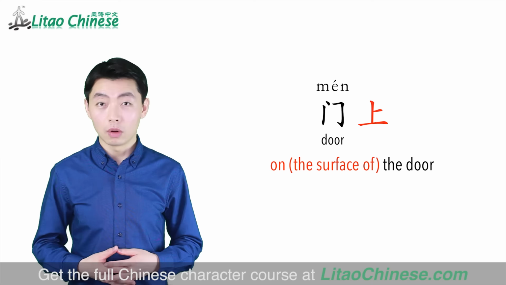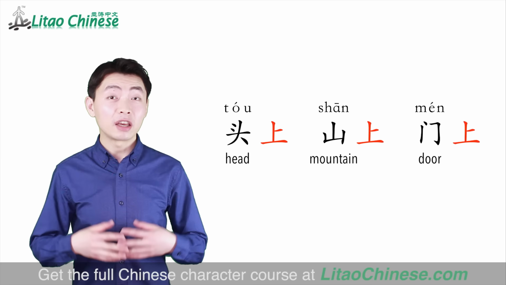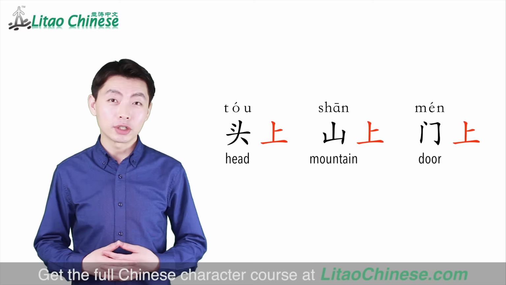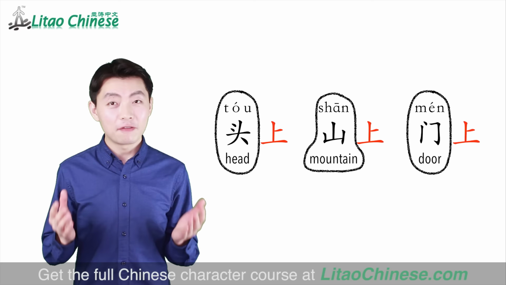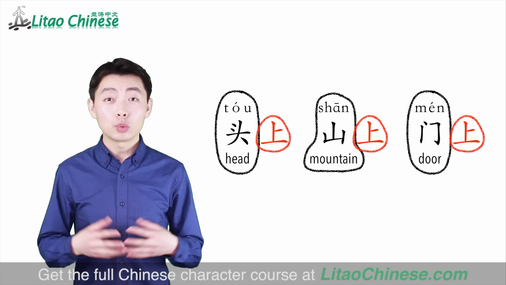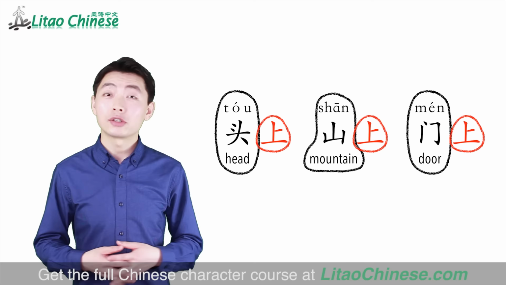In this course, every time I give you the examples, I will always show you the pinyin and translation of the characters that we haven't learned yet. Like the character 头, 山, 门 here. But once I finish introducing a character, like the character 上, it will be shown without pinyin. Well, the character 上 has some other different meanings. We are going to learn them in our future lessons.